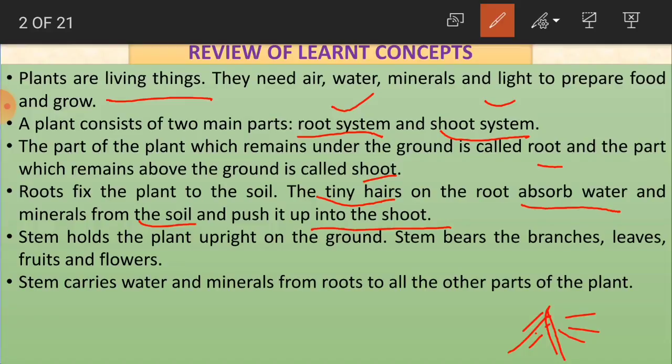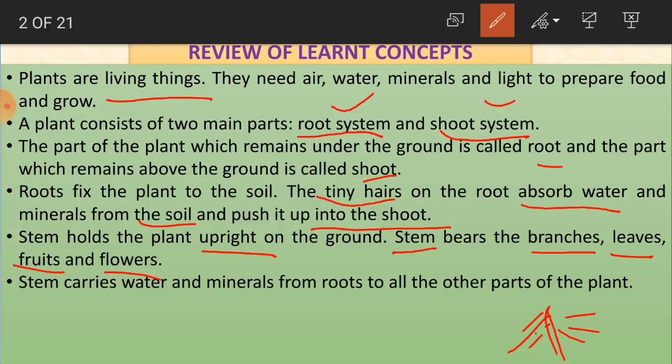Stem holds the plant upright on the ground. What does this stem do? This holds the plant upright on the ground. Upright is nothing but a straight position. It holds the plant and makes it stand up straight on the ground. Stem bears branches, leaves, fruits and flowers. What does this stem have, children? It bears, in the sense it contains, branches, leaves, fruits and flowers.